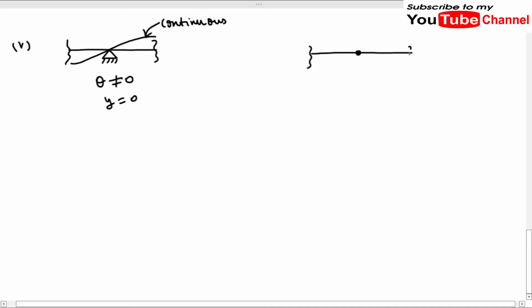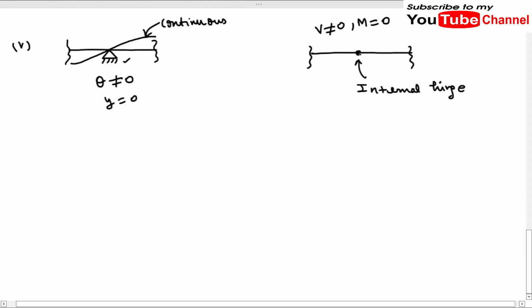So what we will do is change this pin support to an internal hinge, let me write it here. Why? Because at an internal hinge we know that the shear force will not be zero, and we know that at an internal hinge the bending moment is zero. The other thing is the requirement of continuity: because the slope is continuous, there is no discontinuity in the slope at this pin support.